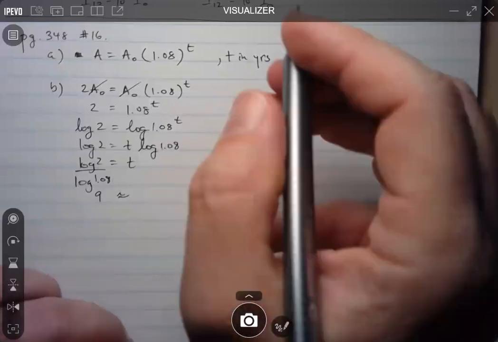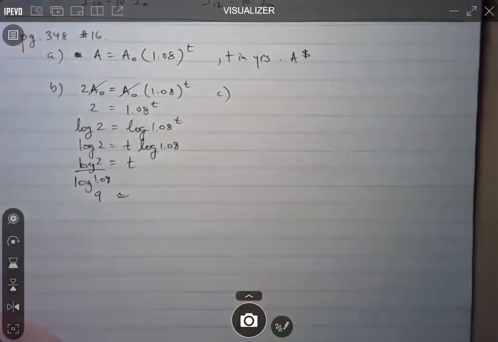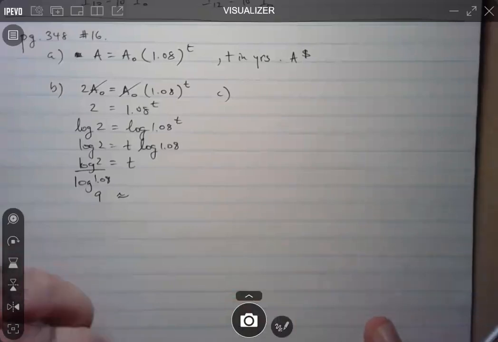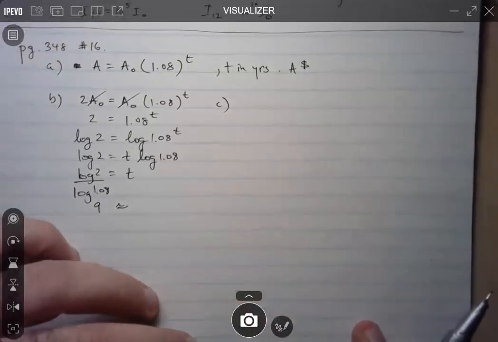Okay, so let's take a look here. It says determine the percent increase in the value of the account after 5 years. Now this is interesting here because we have the amount of years, and we want to know the percent increase in value. So how would we calculate the percent increase?